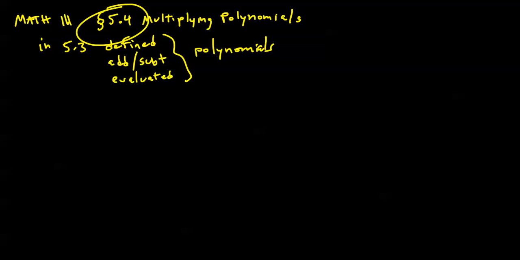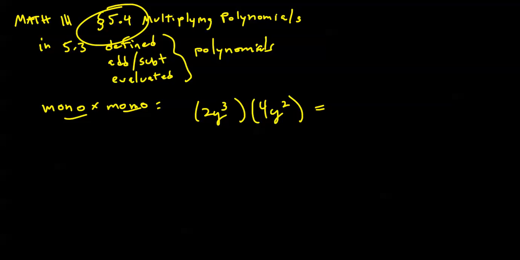And this is going to be the theme of chapter 5, basically increasing a kind of toolbox of operations that will deal with polynomials. For example, let's talk about a monomial times a monomial. As we know, a monomial is the simplest type of polynomial. How do you multiply monomials? Well, let's say I've got 2y cubed times 4y squared, and you're thinking, well, this is quick work.